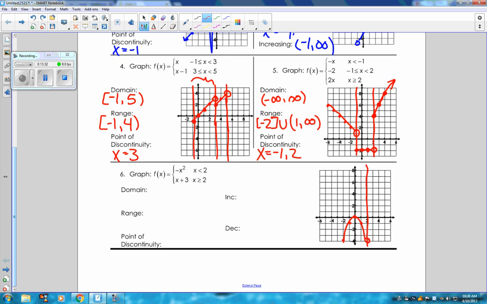Now when x is greater than or equal to 2, I use the equation x plus 3. So if I plug in 2 for x, I get 5. Is it going to be open or closed? If I plug in 3, what do I get? 5? So that's my graph.